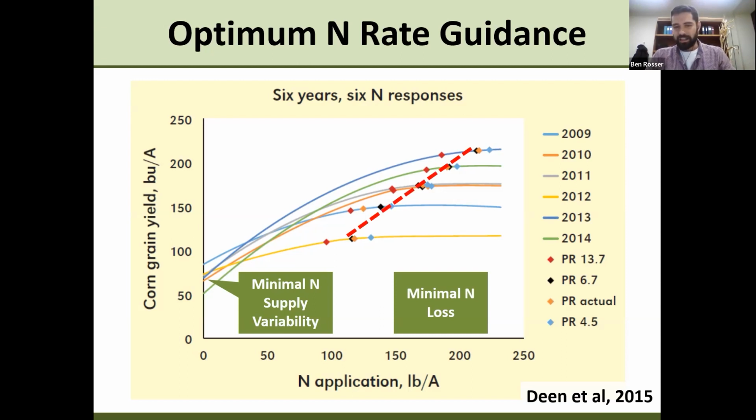You can see the little diamonds on those curves. Those all represent what the optimum rates would be for each of those curves. There are different diamonds because they represent different price scenarios. We can kind of see in general where those diamonds fall on those curves.